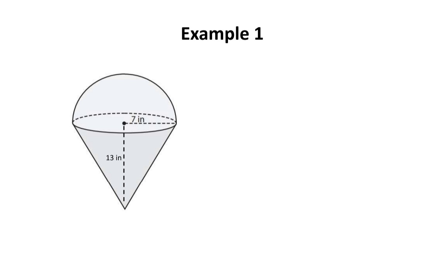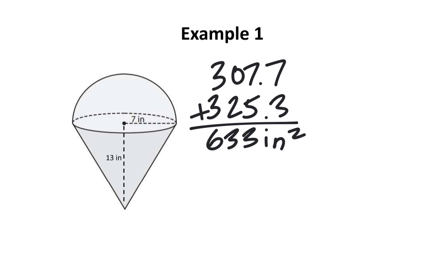To find the total surface area of this composite figure, all I need to do is add up the area of each face. I've gone ahead and done that already for you. Therefore, the total surface area of this composite figure is 633 inches squared. It is important to remember that overlapping faces are not included in this calculation. Therefore, I'm not including the face between the half sphere and the cone.